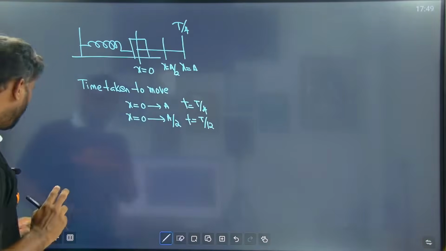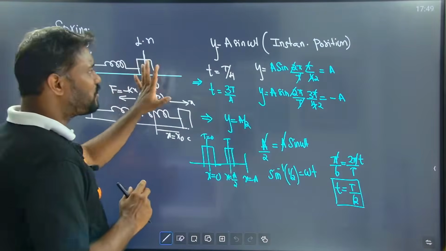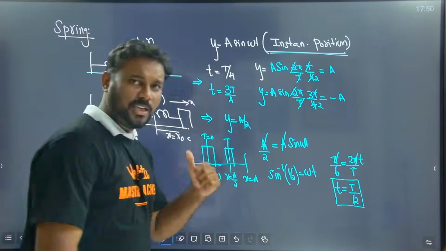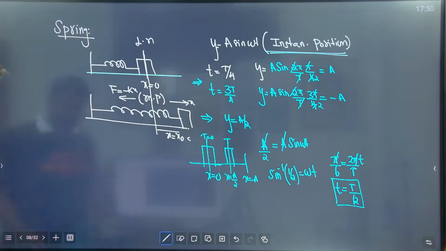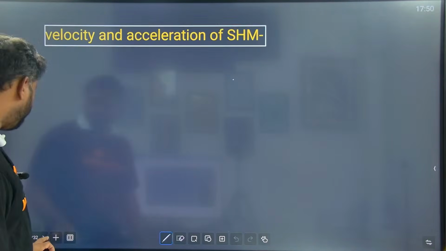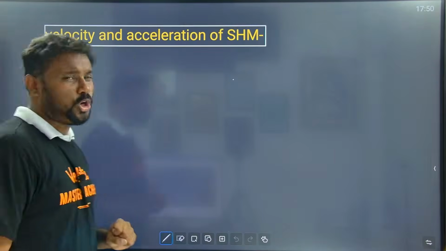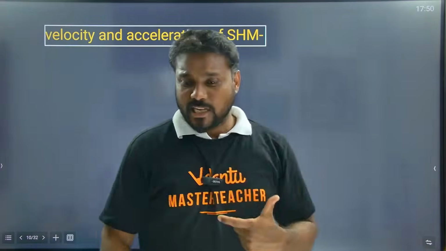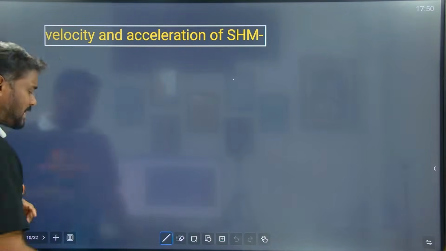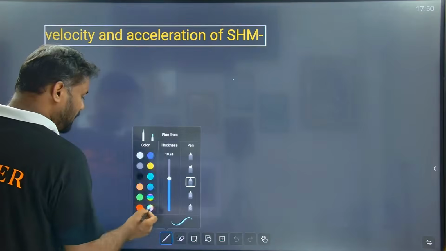To calculate the instantaneous position, we are using this function. This must be known clearly. Any doubt up to here? This is a very important idea. Next, we are going to calculate velocity and acceleration. Let's see how we can calculate velocity and acceleration.